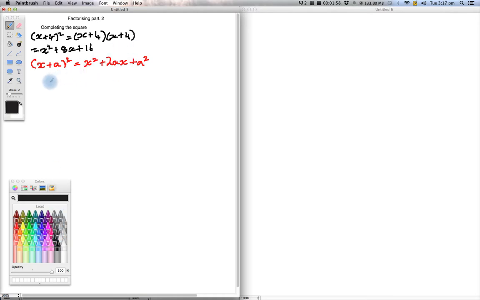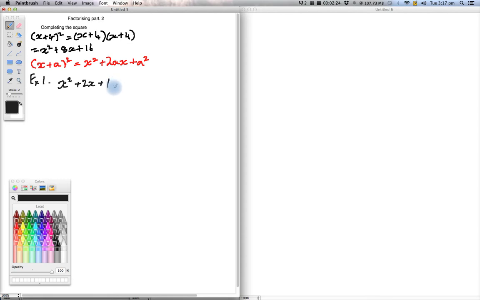So let's do the first example of completing the square. So let's look at example 1. Okay, so we want to factorize x squared plus 2x plus 1. We want to factorize this.